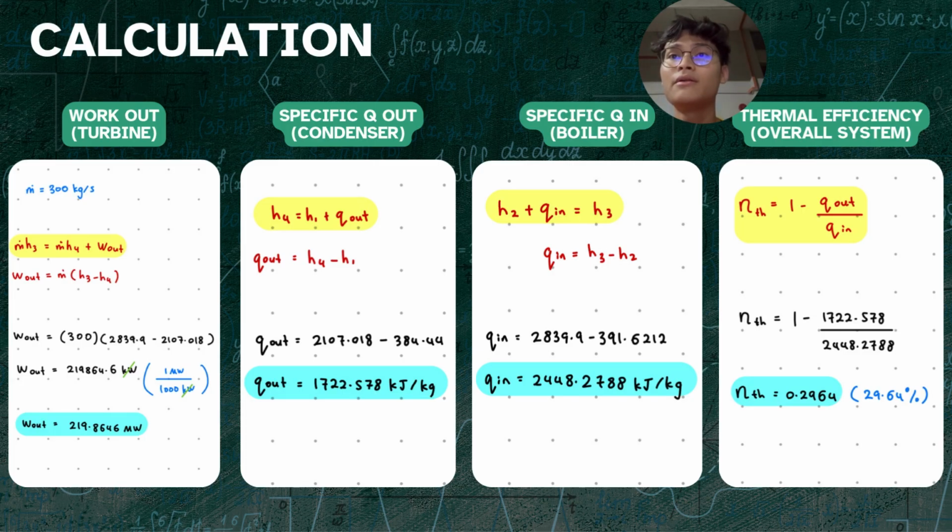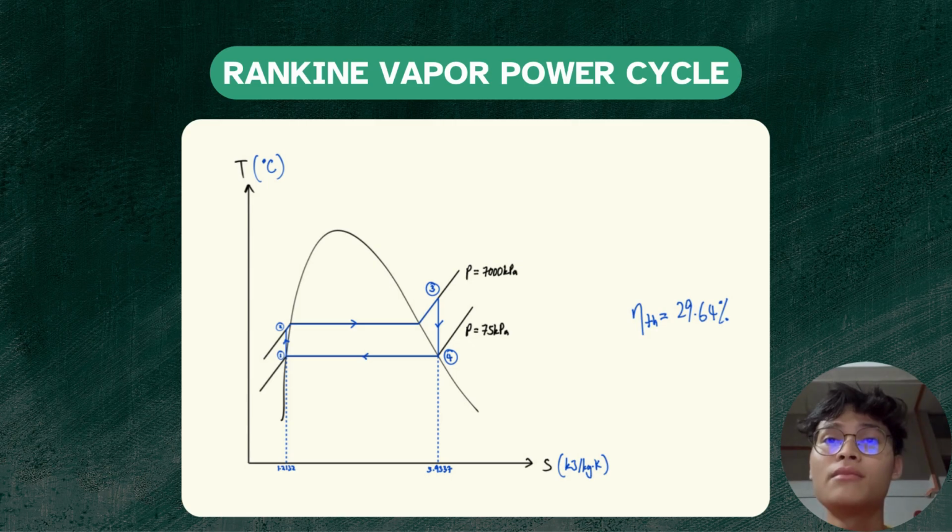So from that, after we find the Q in and Q out, we can find the thermal efficiency, and from that we just substitute the value into the formula, and we found that the thermal efficiency is around 29.64%. From our calculation, we interpret it into the Rankine vapor power cycle diagram. So this is our overall diagram of the Rankine vapor power cycle.